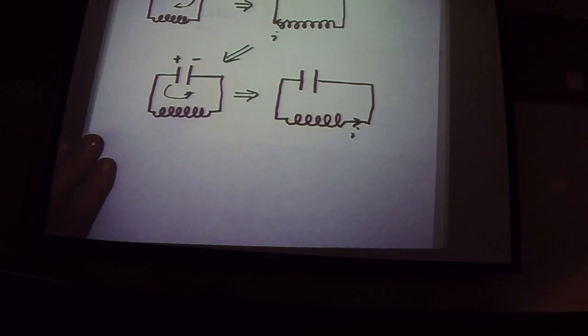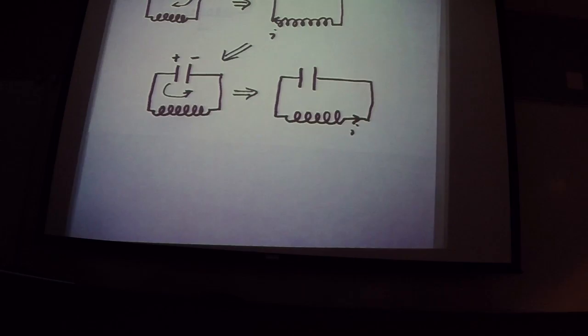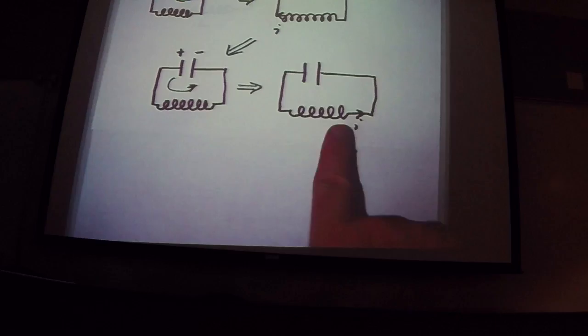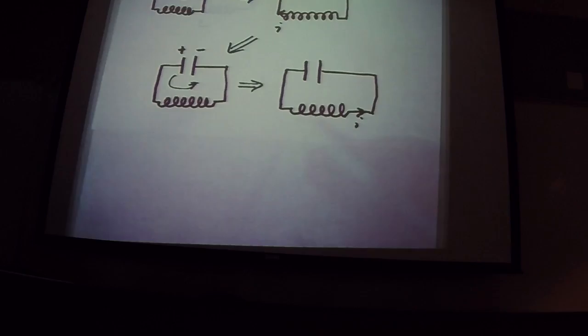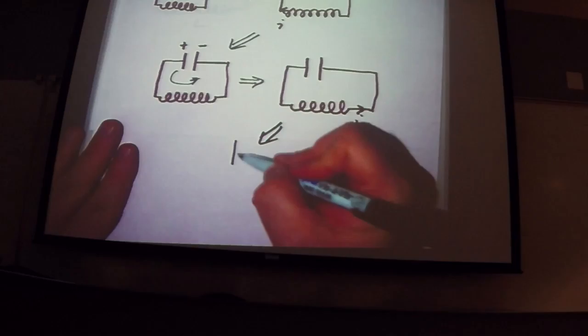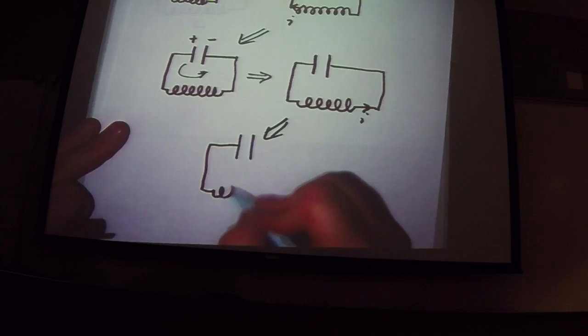It's getting hot, right? Well, there's no resistance for it to get hot. Remember, these are completely ideal. No resistance at all. Well, now the inductor is going to keep pushing the current. This time it's going to push the current this way. So the positive charge is going to flow over here, pulling the negative charges off of that plate. And then we get to this situation here.